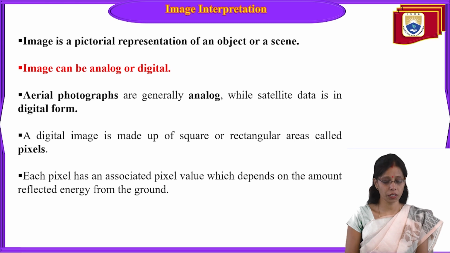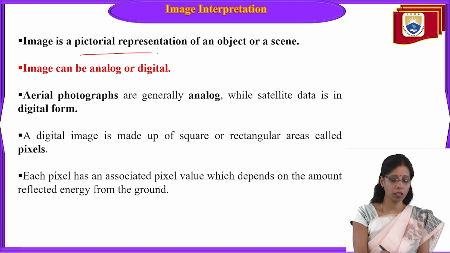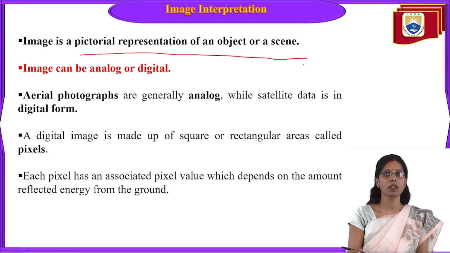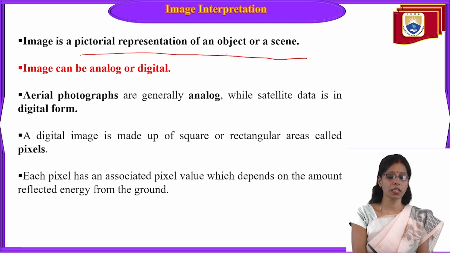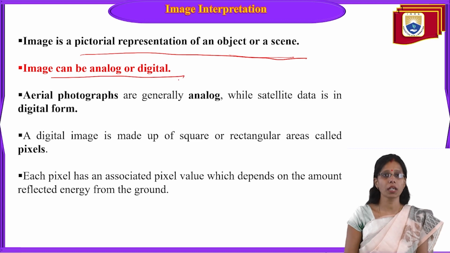Now, image interpretation, how do we do it? An image is a pictorial representation of an object or a scene. So it's a representation of the picture. When you click a picture, or when you have an image through the sensors from the satellite, it is a pictorial representation of an object or a scene. An image can be analog or digital. There are two types of image, one is analog, one is digital. What do you mean by analog?